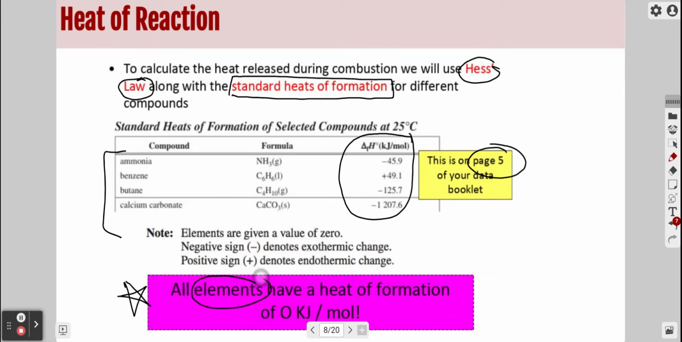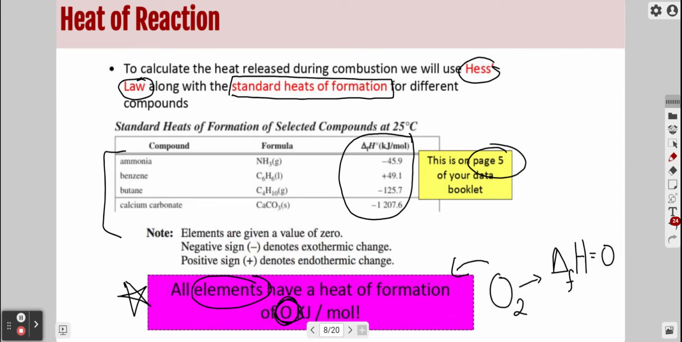So all elements have a heat of formation of 0. If we're talking about oxygen, that is an element. It's not combined with any other elements. So it's going to have a heat of formation that looks like this, delta H, and then a little f for formation. It's going to be equal to 0 for oxygen.